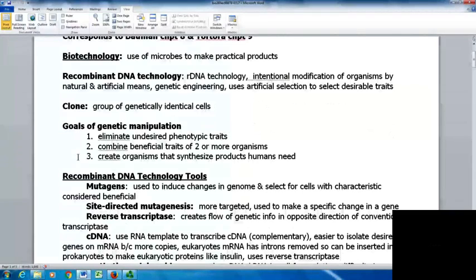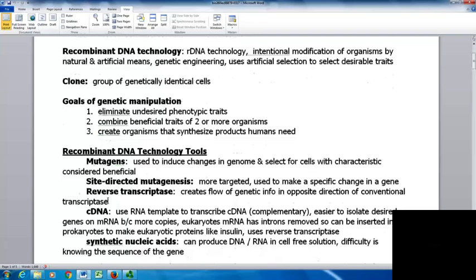There's three main goals of genetic manipulation. One would be to eliminate undesired phenotypic traits. Another would be to combine beneficial traits of two or more organisms. And the third would be to create organisms that synthesize products humans need. So this third one we actually do quite a bit already.